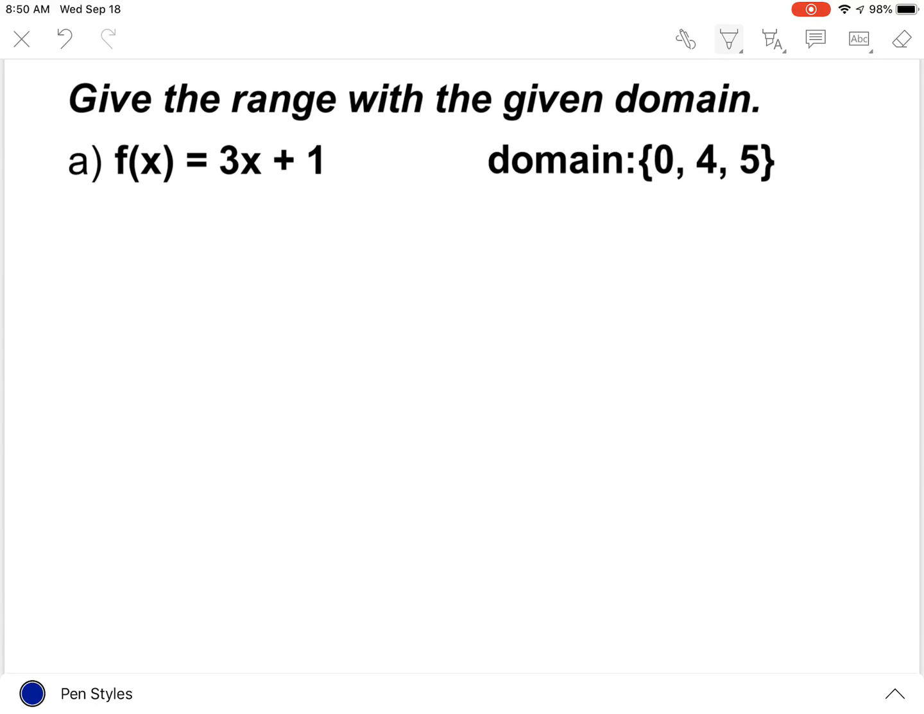So letter A, we have f of x equals 3x plus 1. And we have three domain values. Remember, our domain values are our x values. So what this is really telling us is that we want to find out what happens when x equals 0.